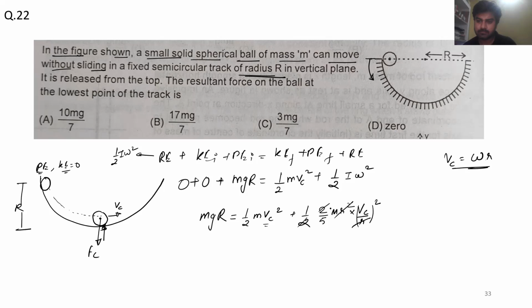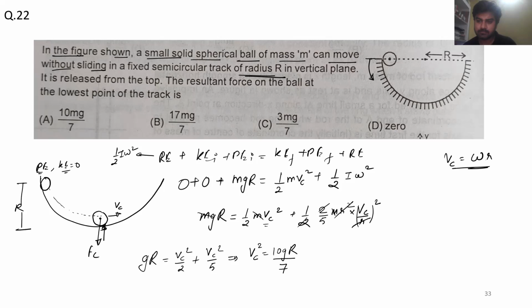What else is getting cancelled? m and m get cancelled out. So the equation now is gr equals vc square by 2 plus vc square by 5. So from here you will get vc square as 10 gr by 7, since 5 plus 2 is 7, right? 10 gr by 7.